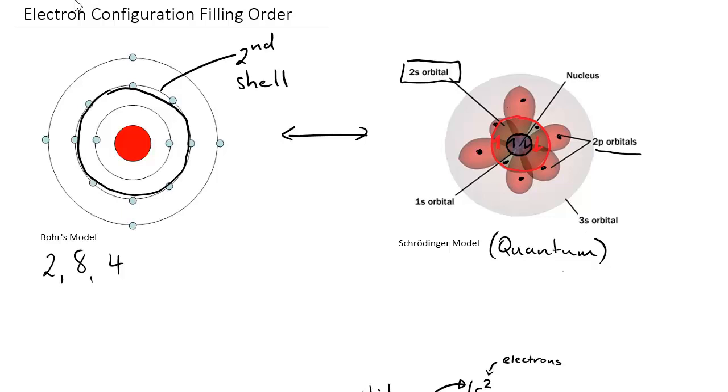That's really hard to see. I hope you can see that. But again, there are only 2 electrons possible in that spherical orbital.